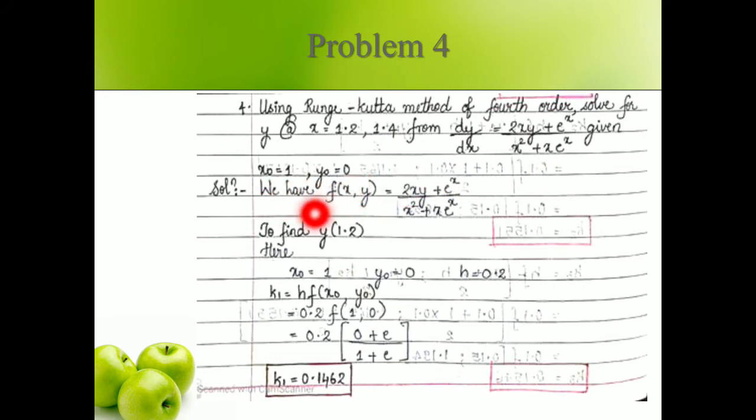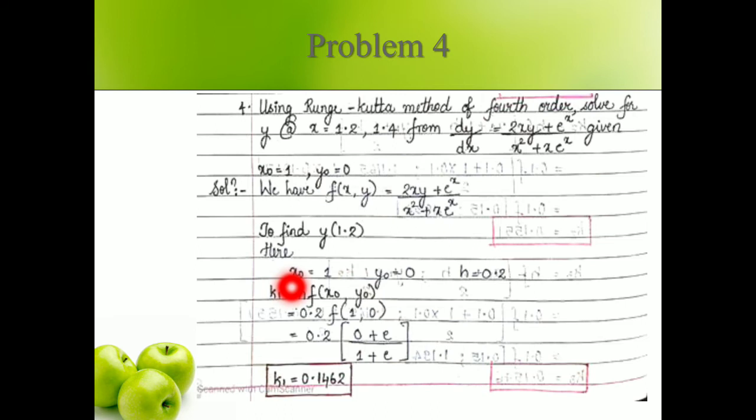So write down the given things. f of x naught, y naught is equal to 2xy plus e to the power x divided by x square plus x into e to the power x. To find the initial value for 1.2, we go like this.